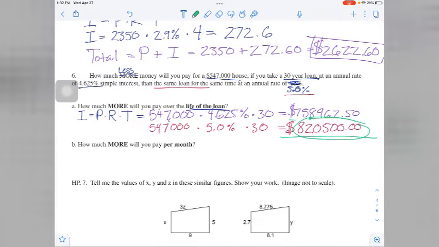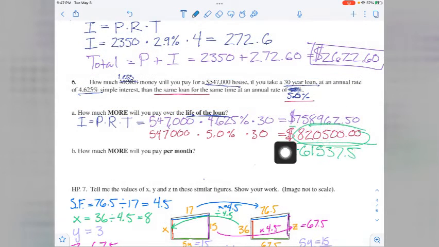758,962.5 minus 82,0500. I come up with a difference of $61,537. So once we know that we will be paying $61,537 and 50 cents more with the 5% loan than with the 4.625% loan.